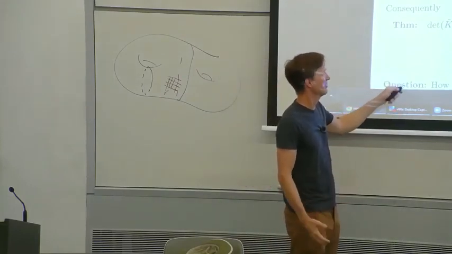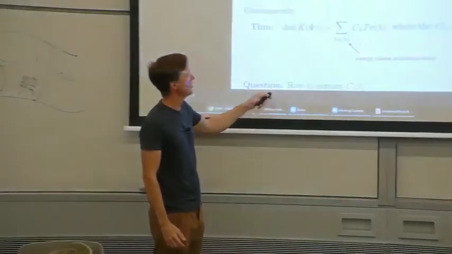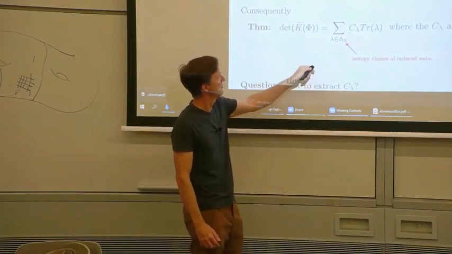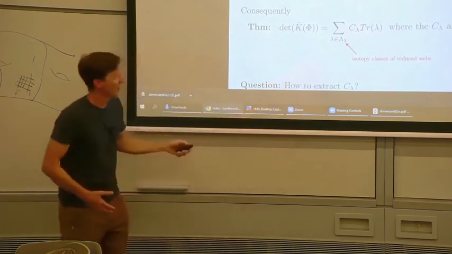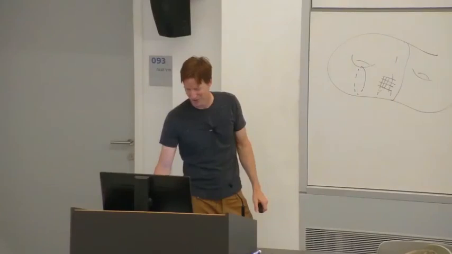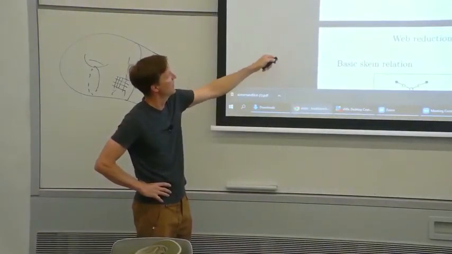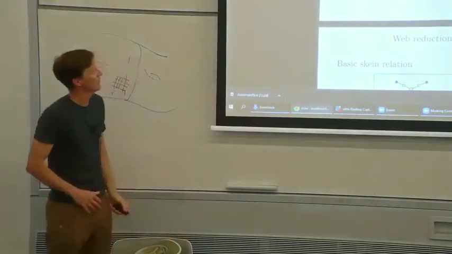The Castellane matrix, as in the SL2 case, becomes a sum over isotopy classes of reduced webs with some coefficients, and those coefficients can then be extracted. That's the theorem of Sikora and Westbury. Where's the theorem? Okay, I missed the theorem. Back up here, right here. Traces of reduced webs do form a basis of regular functions on the SL3 character variety.